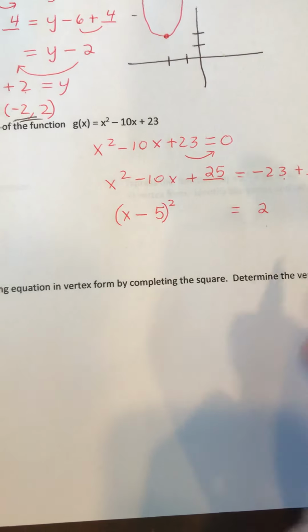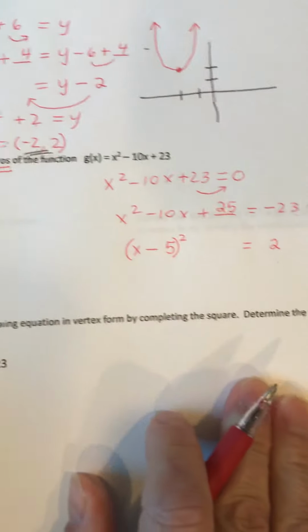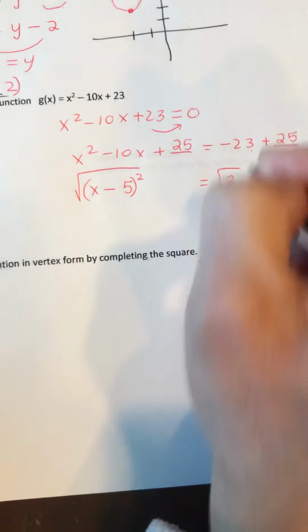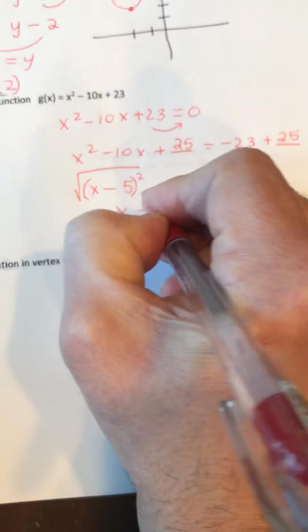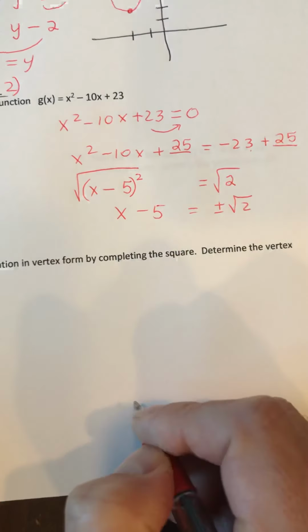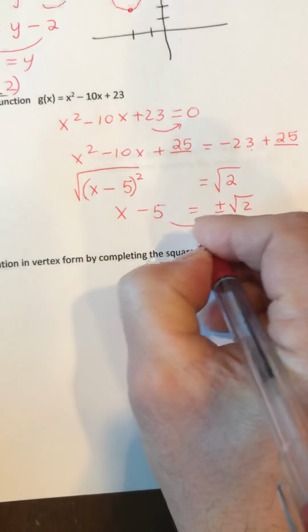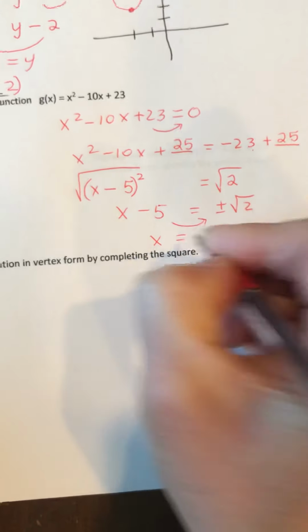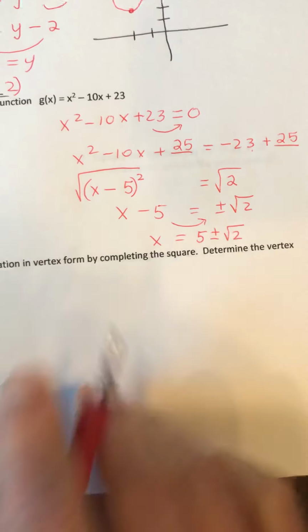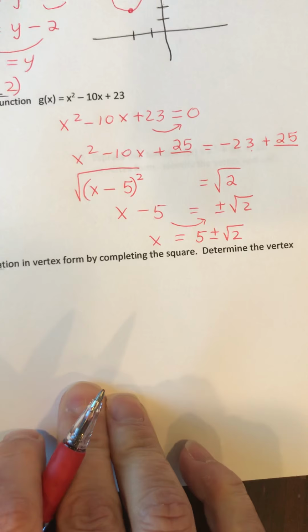But in this case, we're trying to solve. We're trying to find the zeros. So remember what we did before. We're going to take the square root on both sides. We're going to get x minus 5 equals plus or minus the square root of 2. Then we're going to swing the 5 over to get x by itself. So x equals 5 plus or minus square root of 2.